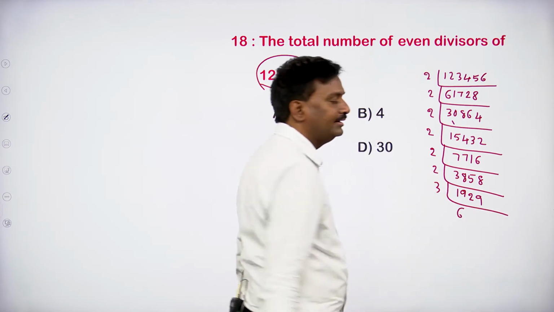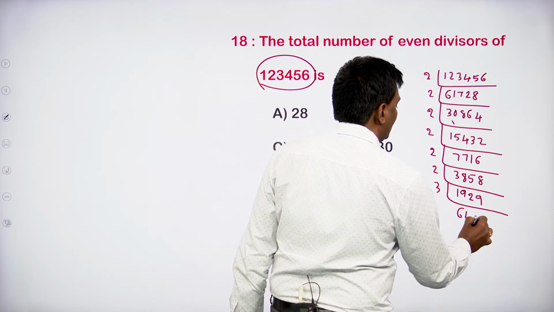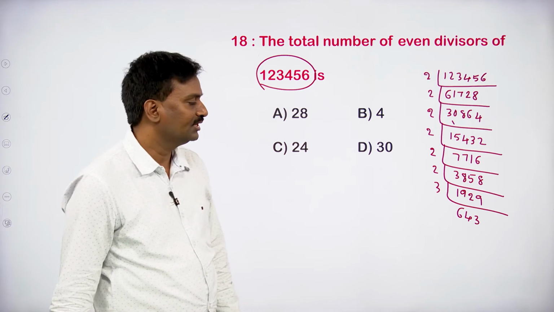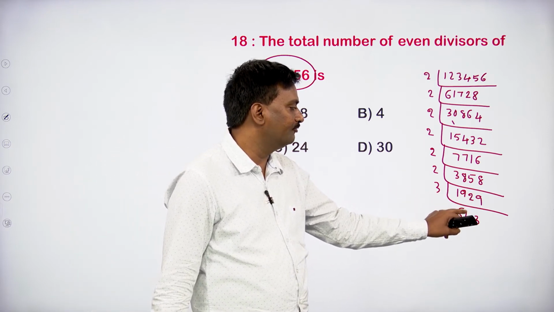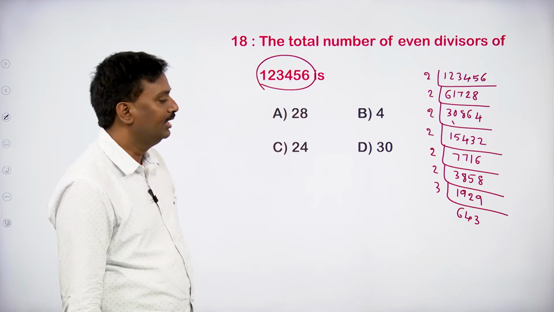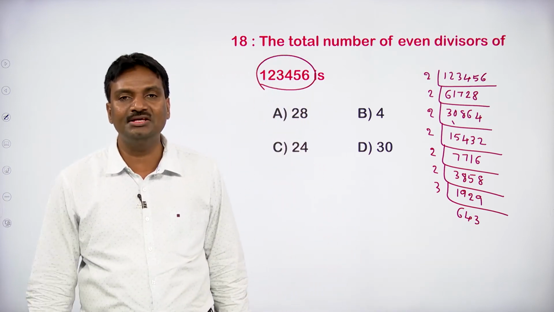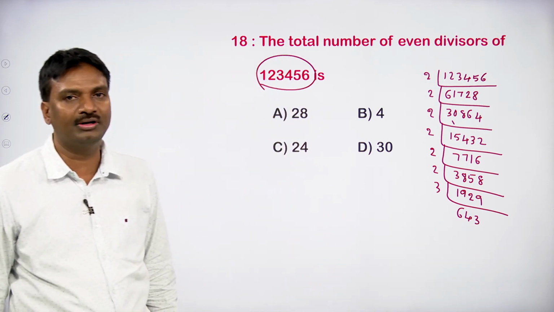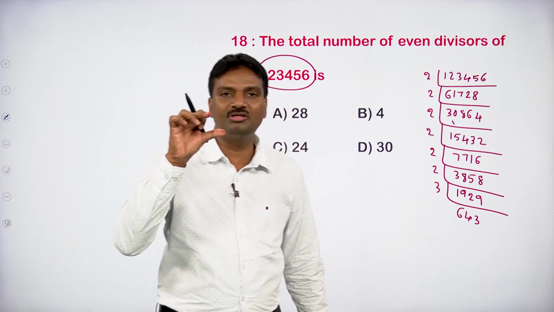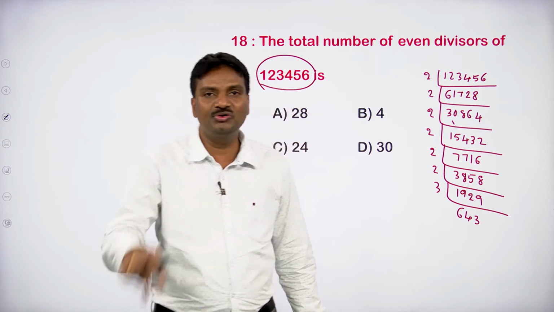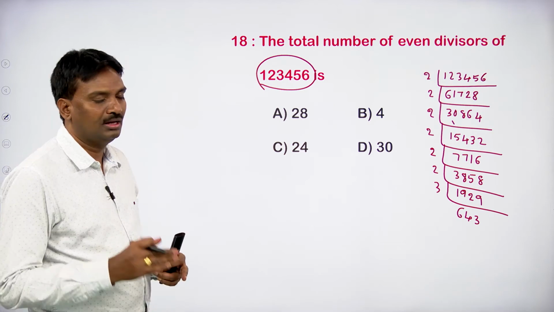3 6s are 18, 19 minus 18 is 1, 3 4s are 12, 3 3s are 9, so we get 643. Again if you take 3, 6 plus 4 is 10, 10 plus 3 is 13, but 13 is not divisible by 3, so do not consider 3. Next prime number is 5, but 643 is not divisible by 5 because the last digit is 3, so do not take 5.